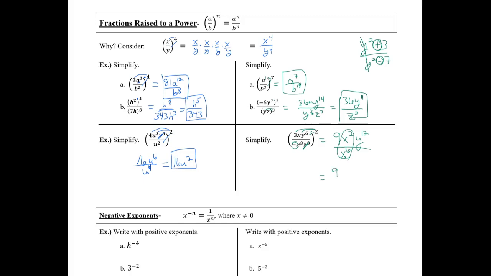So the 9 will stay the same. And then x squared divided by x to the 6th, we subtract big number minus the small. 6 minus 2 is 4. And I had more x's in the denominator. So x to the 4th ends up in the denominator. And I still have my y to the 12th. That would be as far as you can go.